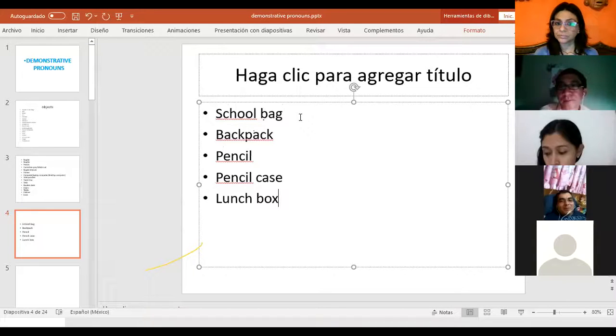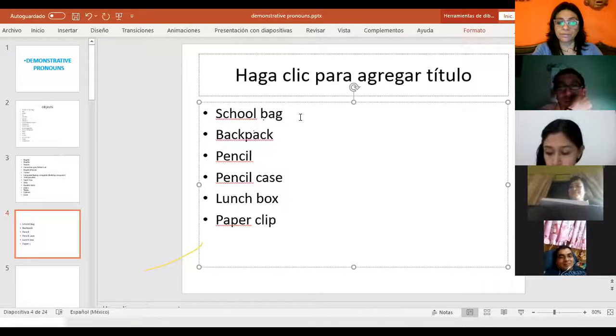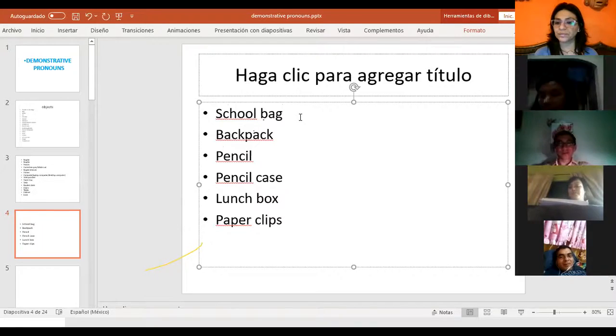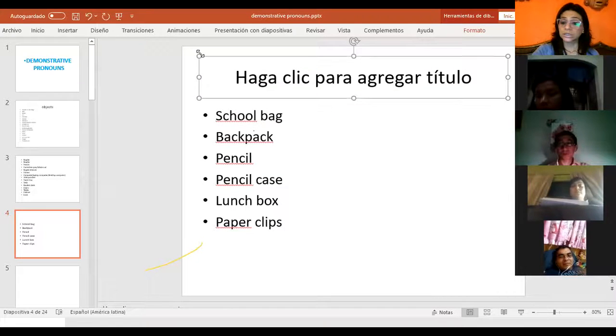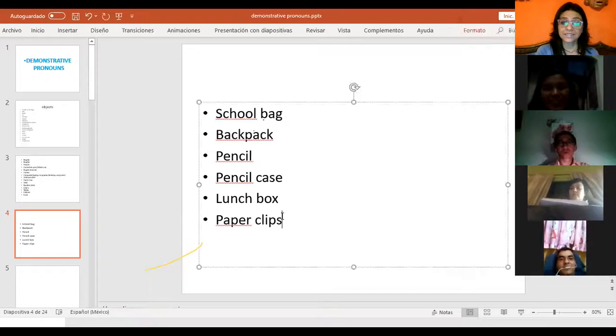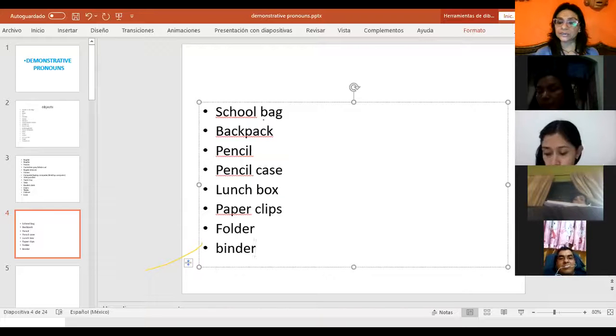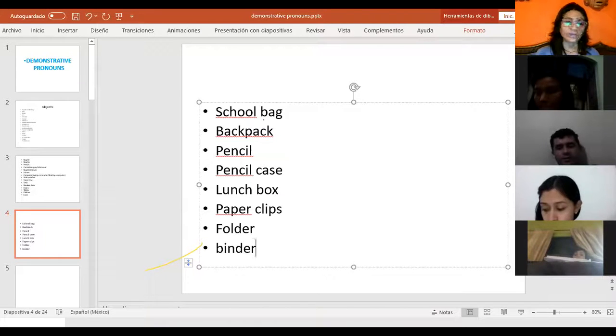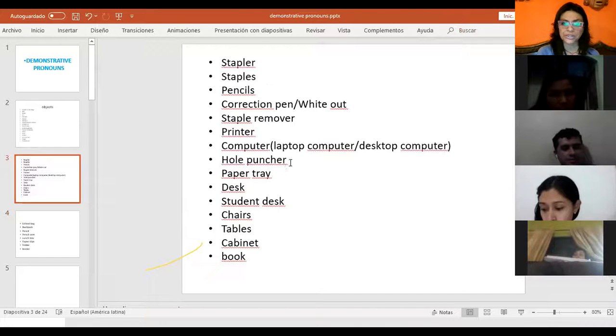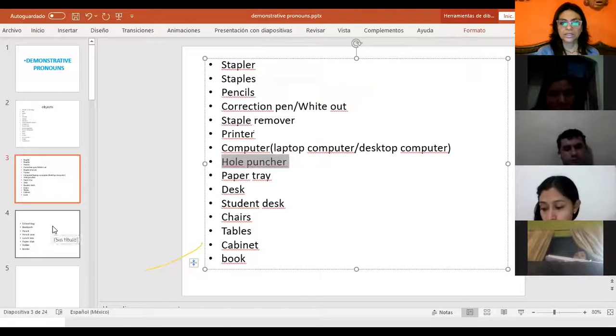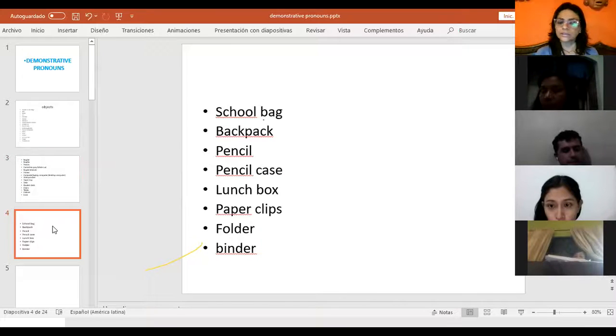Faltan los clips. Ah, clips, paper clips. Paper clips, también es en inglés. What else? Folder. Folder is folder. Es lo mismo. Yes. It's a folder. Cartapacio, ¿saben cómo se dice cartapacio? No? Okay, it's binder. Binder. Sacabocado. El hole puncher, me parece que estaba. Hole puncher es el que está acá. All right. Yeah. What else? What else do you have in the office or in the school?